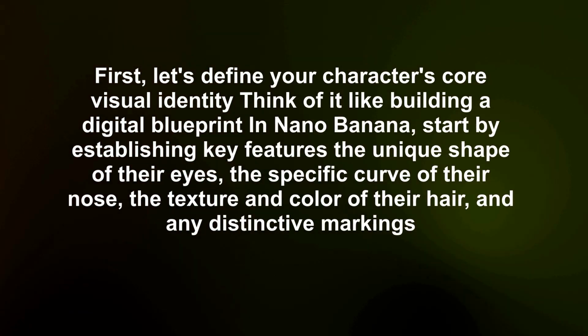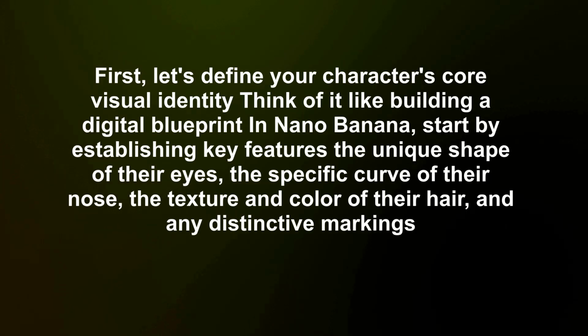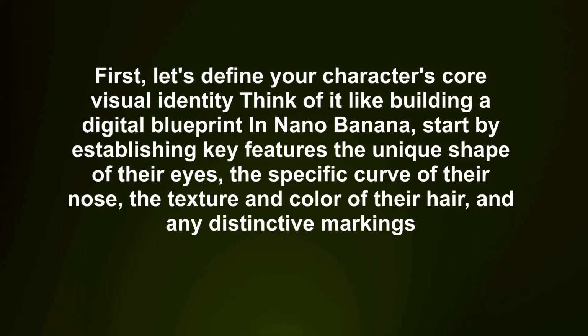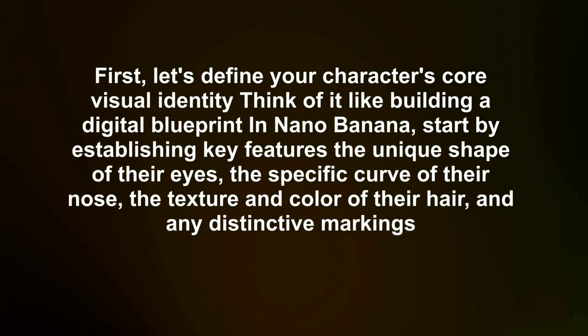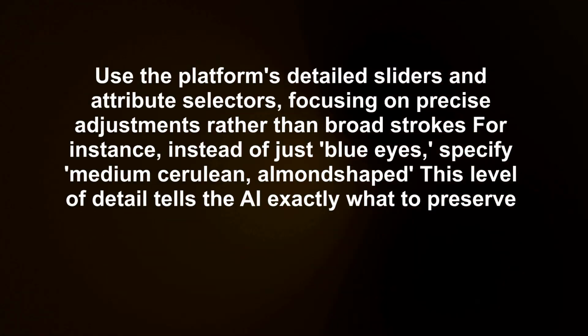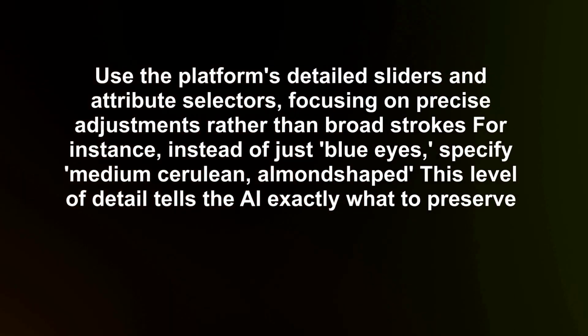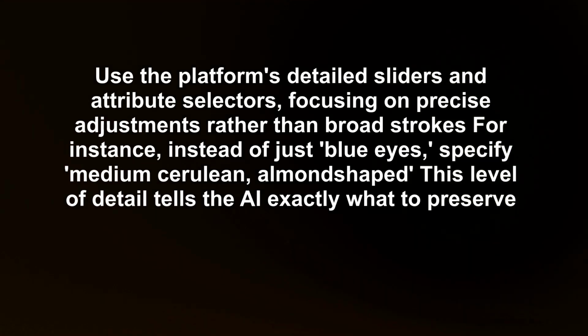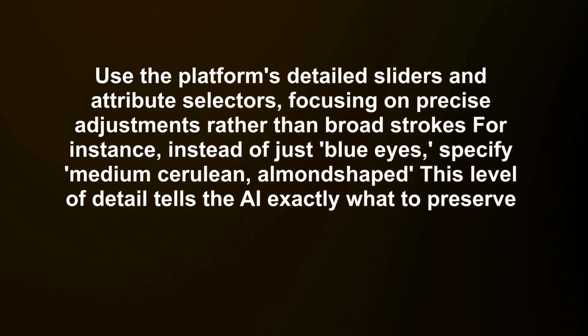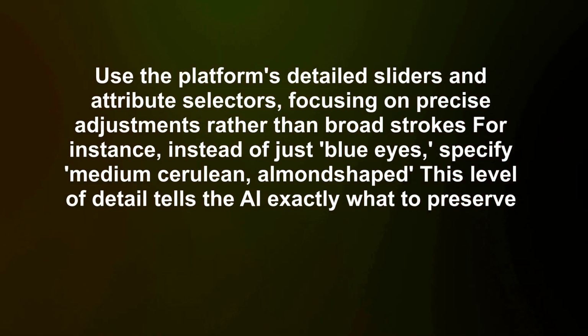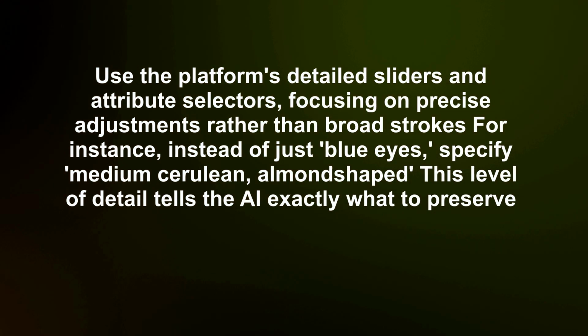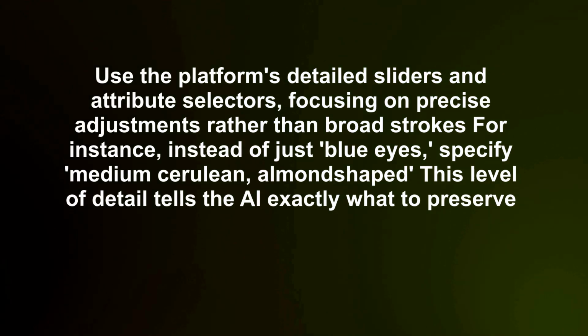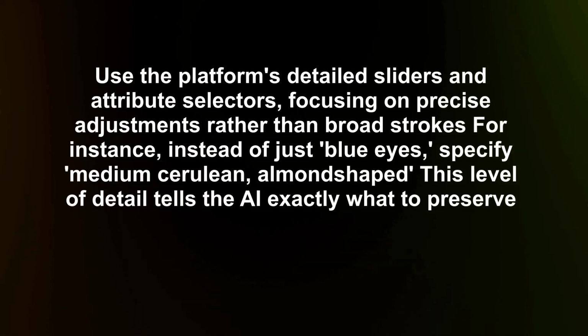Start by establishing key features: the unique shape of their eyes, the specific curve of their nose, the texture and color of their hair, and any distinctive markings. Use the platform's detailed sliders and attribute selectors, focusing on precise adjustments rather than broad strokes. For instance, instead of just blue eyes, specify medium cerulean, almond shape. This level of detail tells the AI exactly what to preserve.